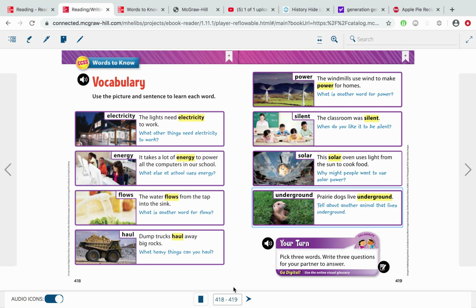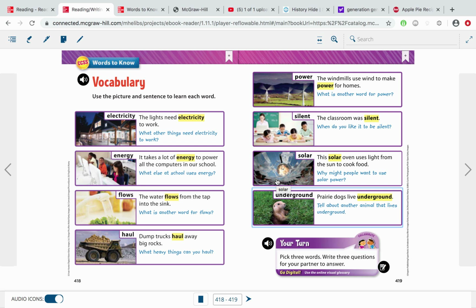Remember what a syllable is. It is the vowel sounds, okay? Now a vowel digraph has two vowels in it, but it only has one sound. So it's got to have two vowel sounds. Clap it out if you need to. There's three of them. All right, the first one is power. The next one is silent. And the last one is solar.